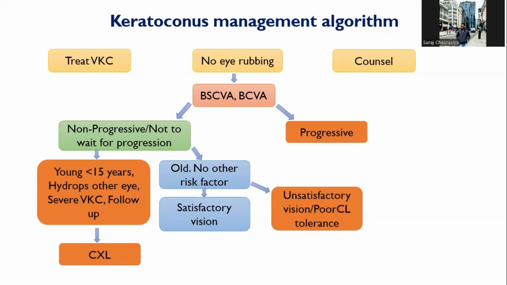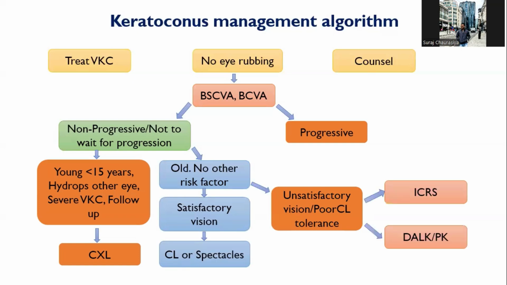If the patient is older and has no other risk factor, assess their best corrected visual acuity, and if the vision is satisfactory, advise them to use contact lenses or spectacles and continue regular follow-up until they reach 20 to 30 years of age. If the patient's vision is unsatisfactory with contact lenses or they have poor tolerance to contact lenses, evaluate whether they could benefit from intrastromal corneal ring segments, and if not, the remaining options are either deep anterior lamellar keratoplasty or penetrating keratoplasty.